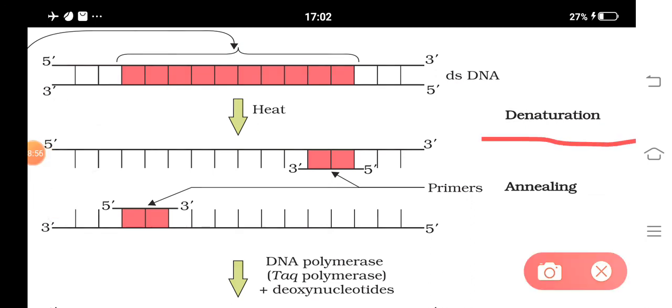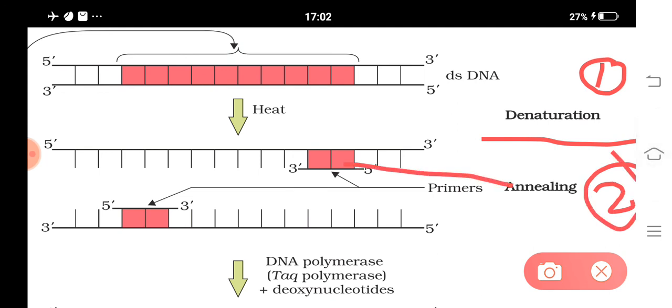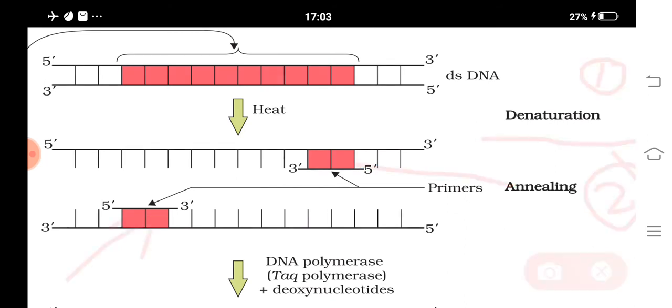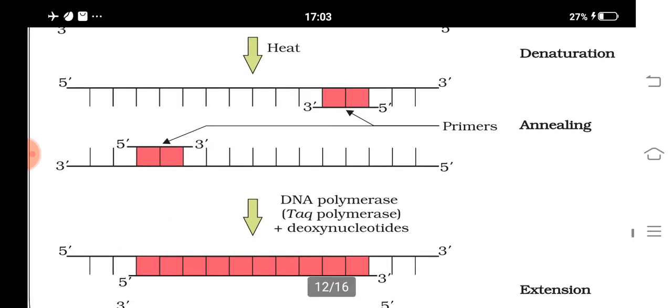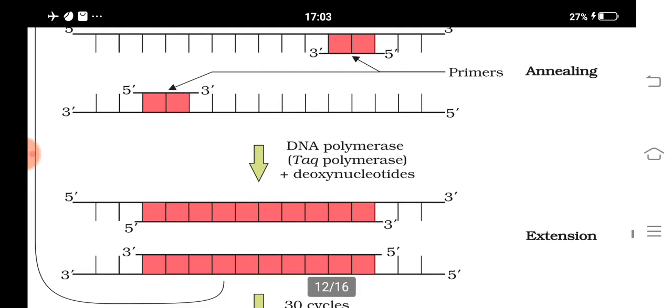After that, the second step. This is the first step of the PCR technique. PCR is the polymerase chain reaction. The second step is annealing. In this step, the primers are annealed towards the 3' end of both the strands. Two strands will be there now in DNA, and to both of them the primers will be annealed.